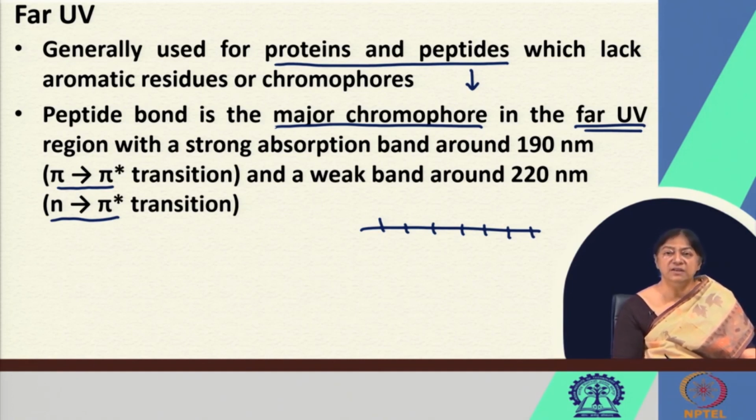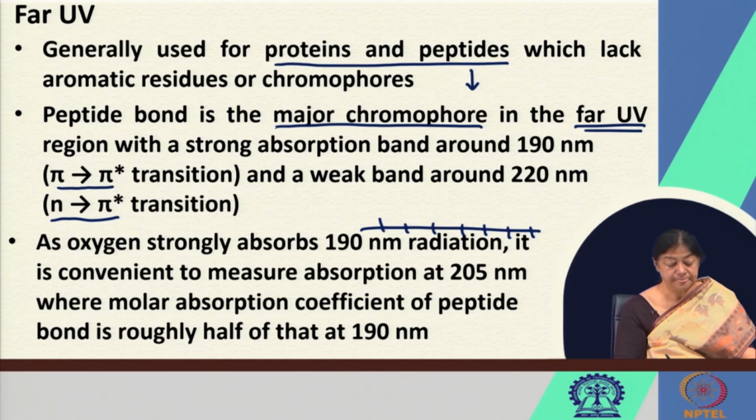So, for the identification of proteins, we usually resort to the aromatic amino acid residues, where we are looking at tryptophan, tyrosine or phenylalanine, because these are relatively less abundant in proteins than the peptide linkage, which is definitely present in proteins because they link the amino acids together.